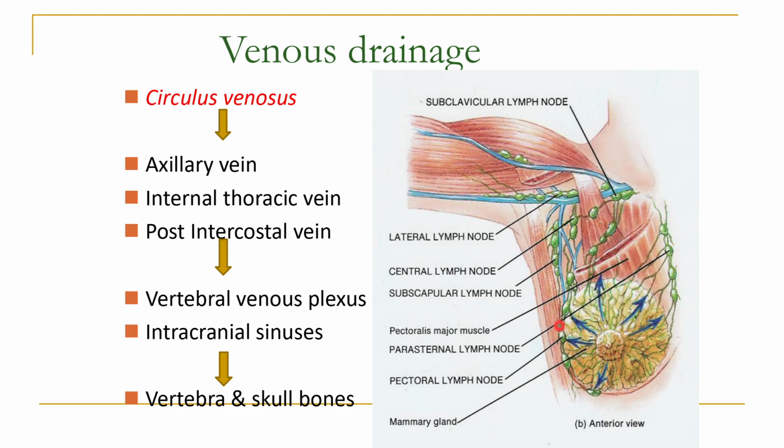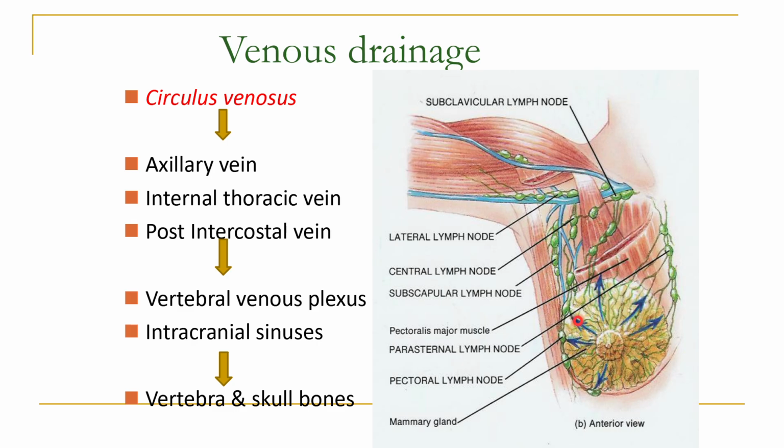Coming to the venous drainage, the veins which drain the mammary gland are mainly the axillary vein, the internal thoracic, and the posterior intercostal veins. This is the axillary vein. They form a circle around the areola, which is called the circulus venosus, and from there the venous drainage occurs in a radial manner.